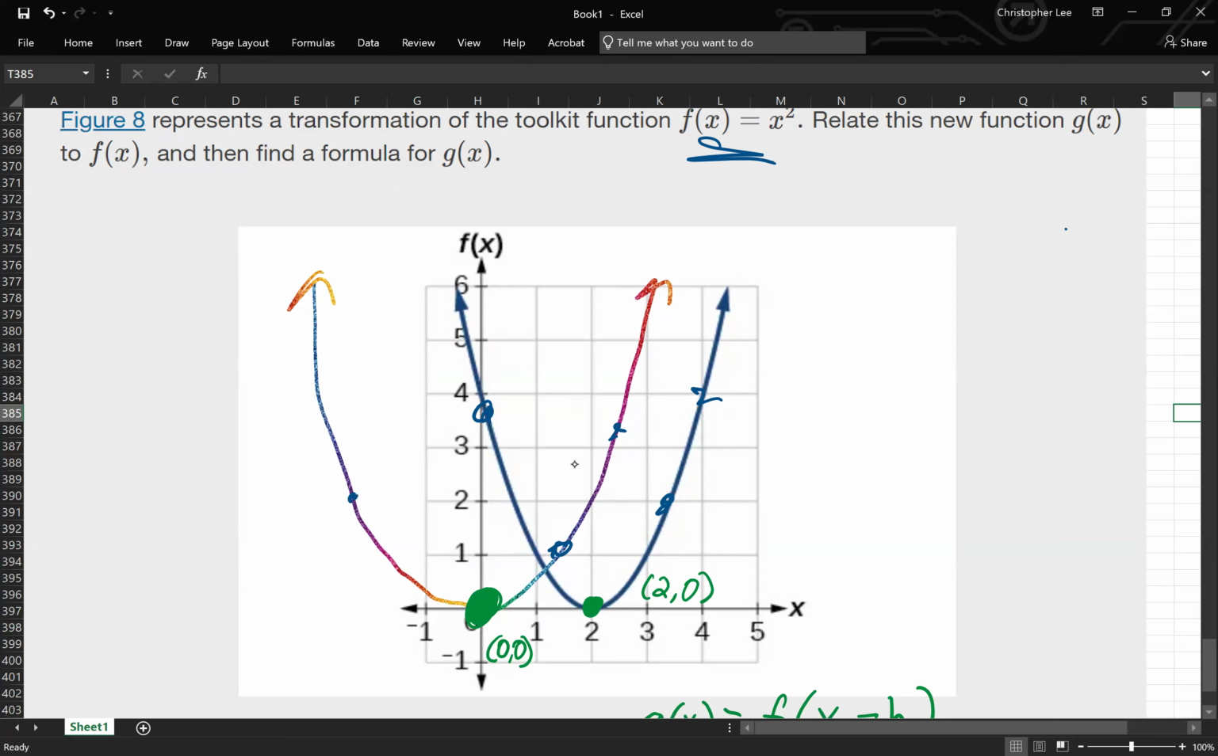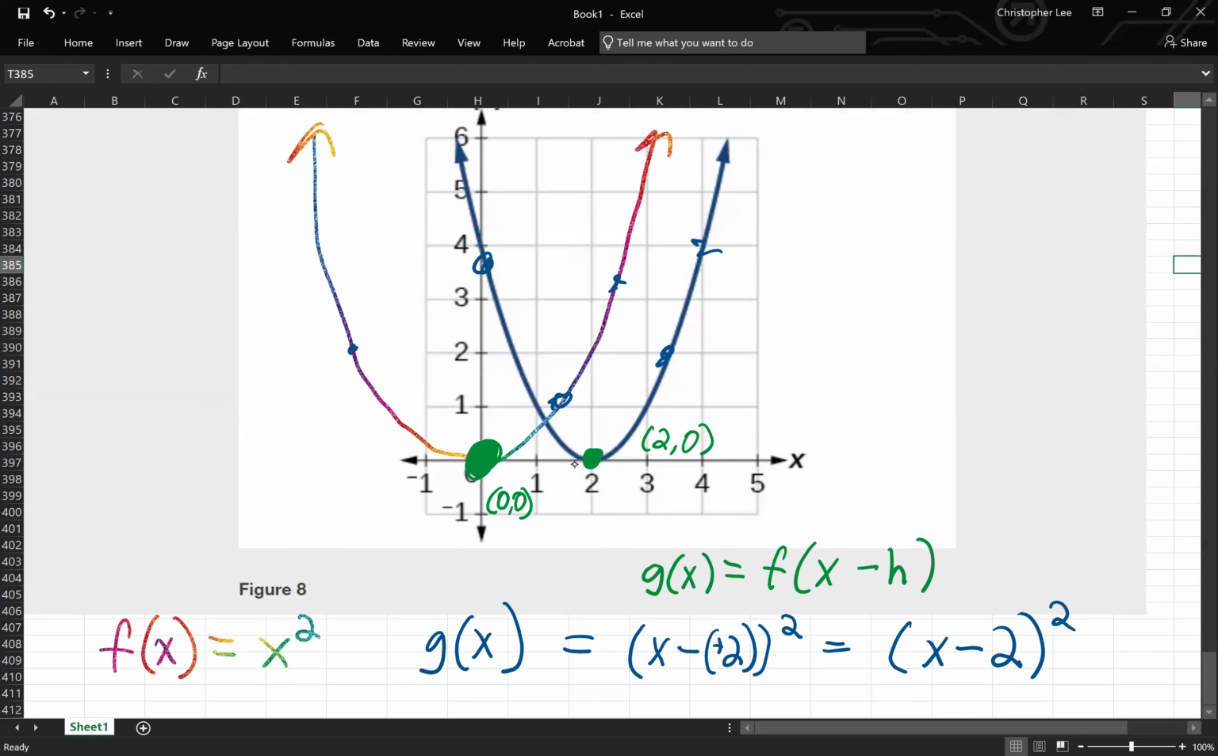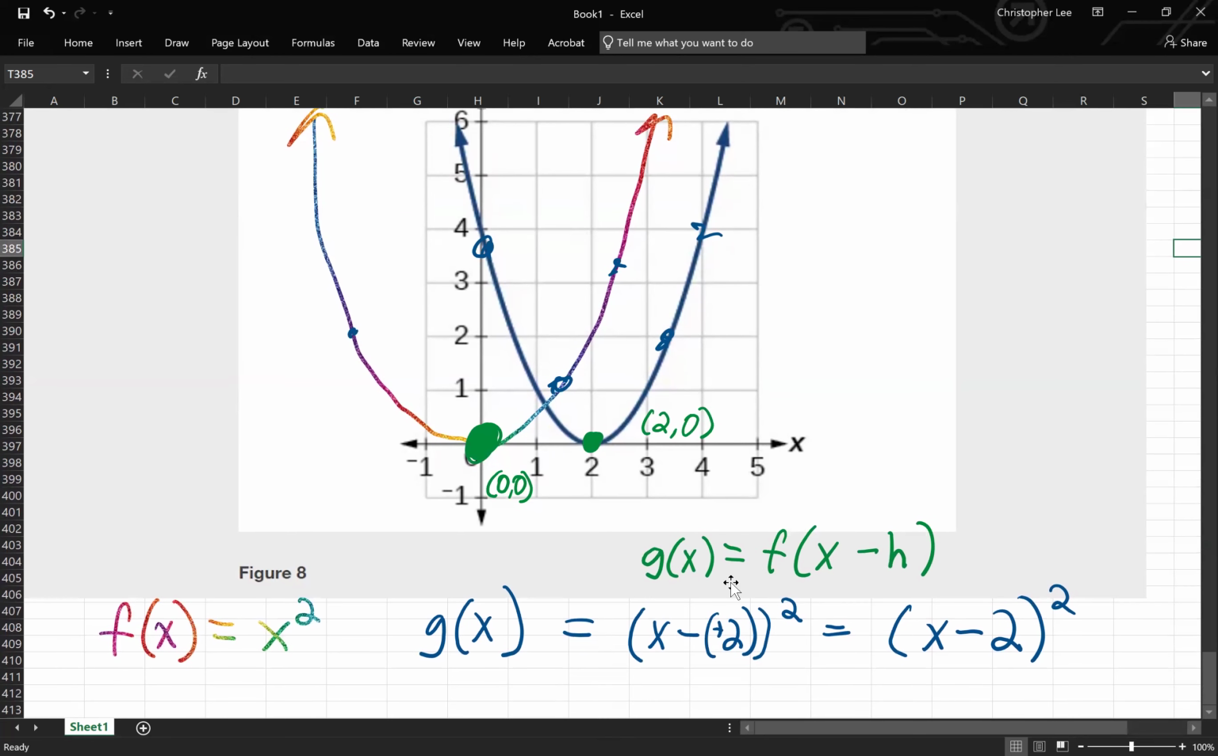Why is it negative? Negative 2? Because the original function, g of x is equal to f of x minus h. That's just the general formula. So the h is positive, so that means that it gets -2.